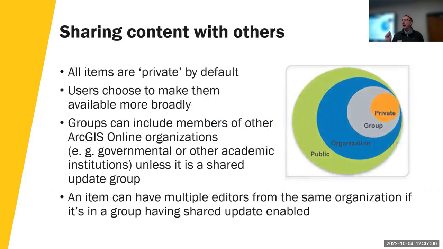Now, sharing content with others. Let's talk about this for a little bit. When you push something up to ArcGIS Online, you're the only one who can see it by default, and you have to choose to make it more broadly available. On the ArcGIS Online platform, the next level of sharing is among a group. Currently, ArcGIS Online doesn't have the ability to share a single item with someone like you would in, say, Google Drive or OneDrive. You have to create a group, add members to that group, and share those items with the members of the group. So that's the next level at this point.